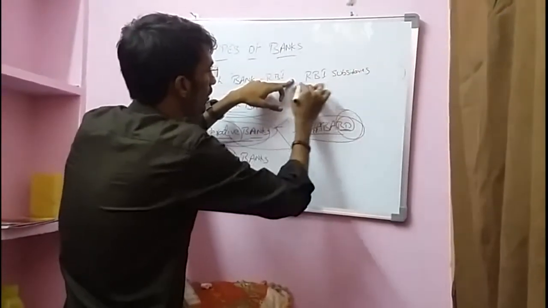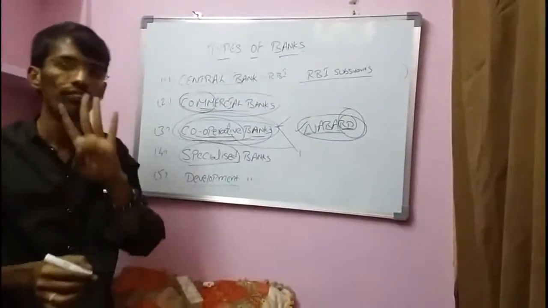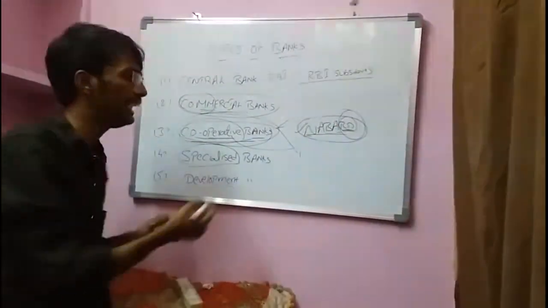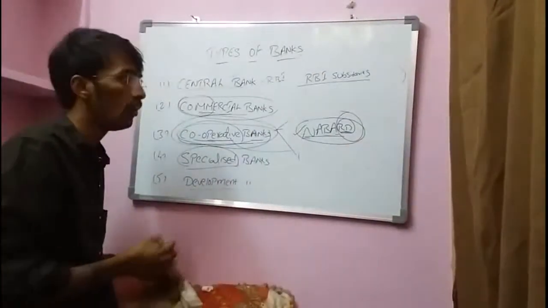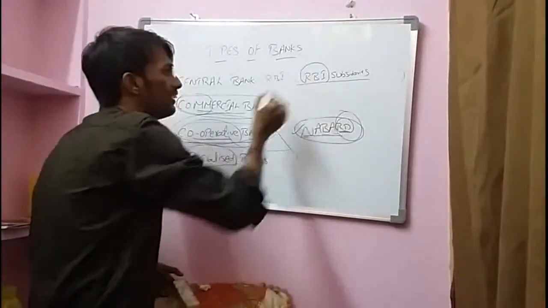What are the subsidiaries of RBI? There are 4 subsidiaries of RBI. In that, the first one is NABARD. Here, why are the subsidiaries established?